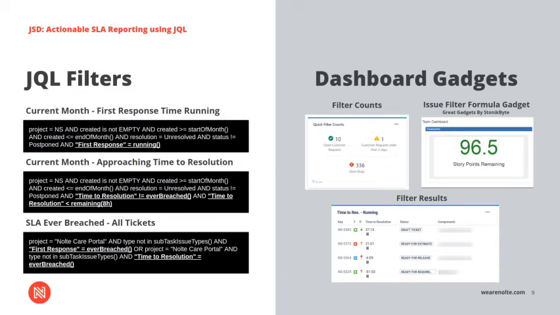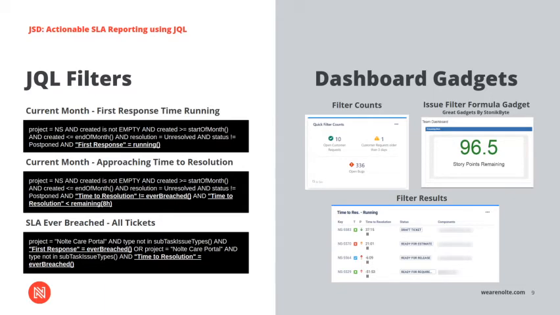The second was current month approaching time to resolution SLA. This filters out tickets which were created during the current month, have not ever been breached, and have less than 8 hours remaining before the SLA will be breached. And lastly, all tickets SLA ever breached. This filter pulls in all tickets regardless of the creation date which have ever breached the first response or the time to resolution SLA. This filter is used as a building block for our dashboard. Our dashboard will only display a portion of this data.